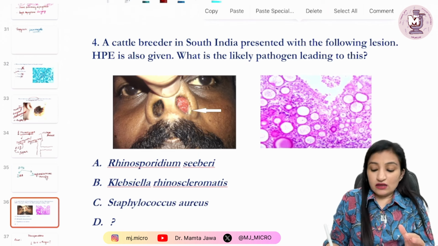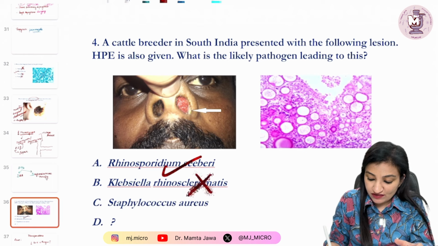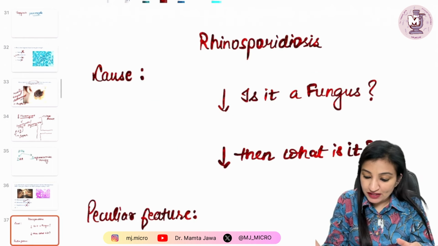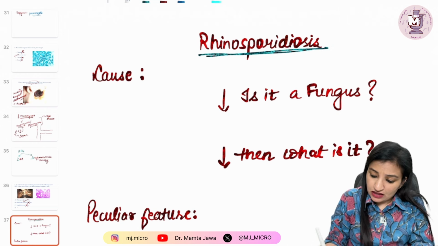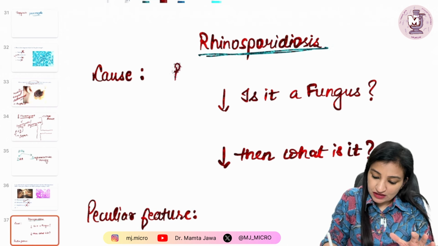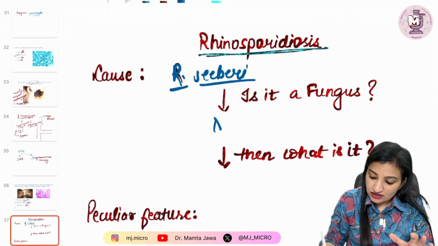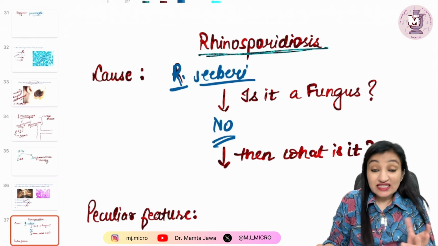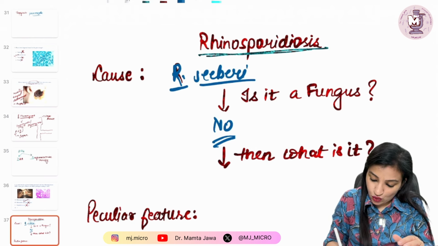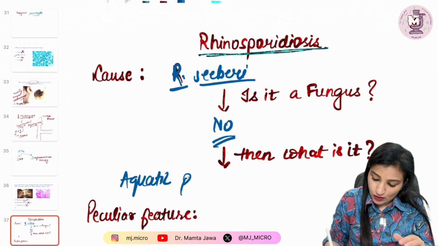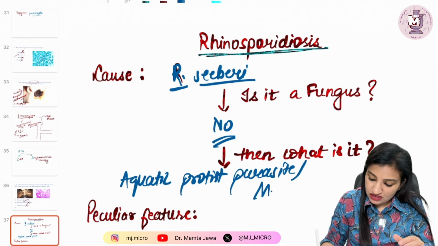It is the most common clinical presentation of infection with Rhinosporidium seeberi. It is not Klebsiella rhinoscleromatis infection or Staph aureus infection. So rhinosporidiosis, by the way, is caused by Rhinosporidium seeberi. Previously, it was a fungus. Now it is not. Then what is it? Now it is regarded as what? It is an aquatic protistan parasite, or a Mesomycetozoan.